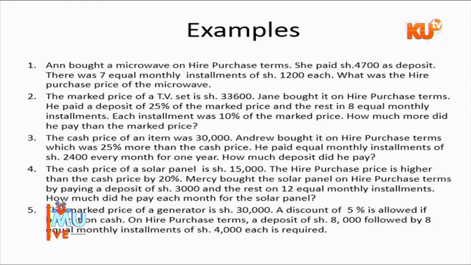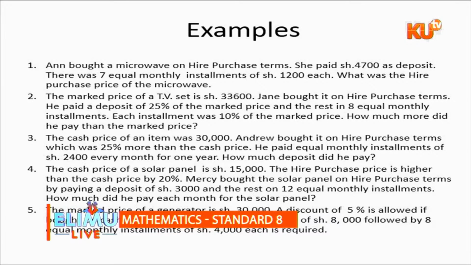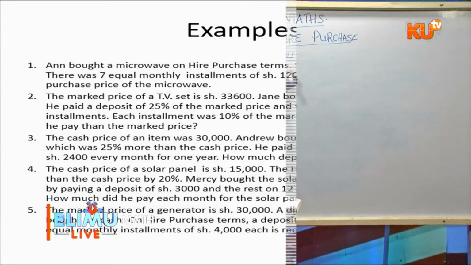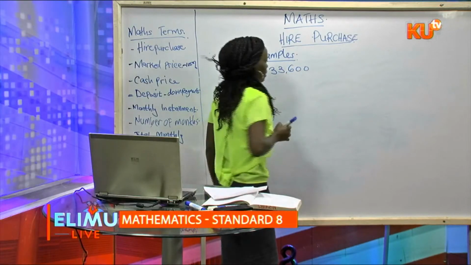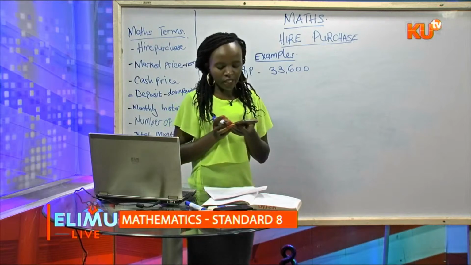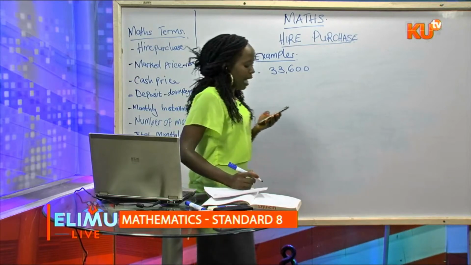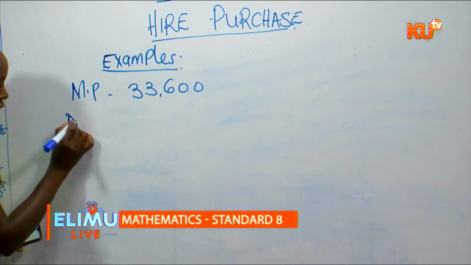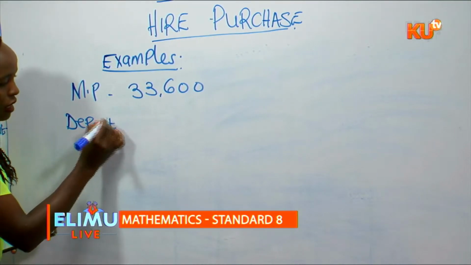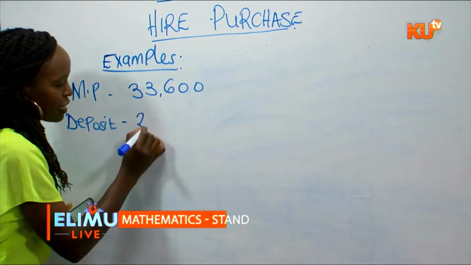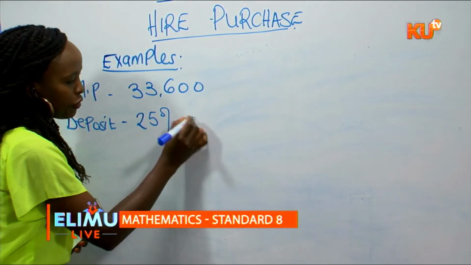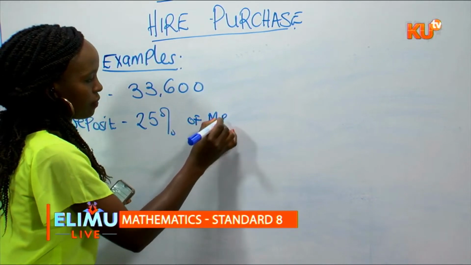Very good. We start with the first statement or the first sentence. We are told that the marked price of a TV set is 33,600. The marked price was 33,600. That was the marked price. Jane bought it on hire purchase terms. He paid a deposit of, so the deposit was 25% of the marked price.